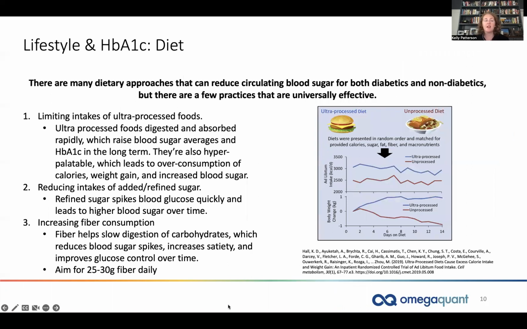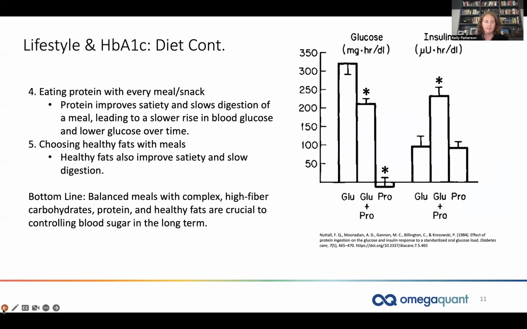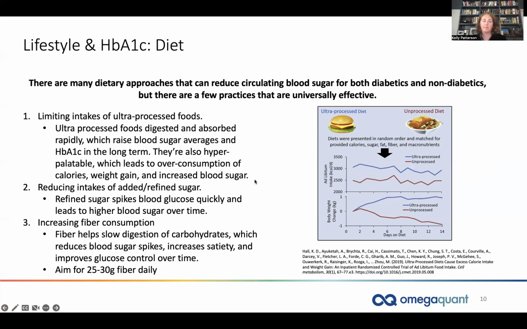So getting into lifestyle and diet. This is primarily where we want to focus in adjusting our A1c levels. There are many different dietary ways to reduce blood sugar for both diabetics and non-diabetics, but there are a few practices that are pretty universally effective.